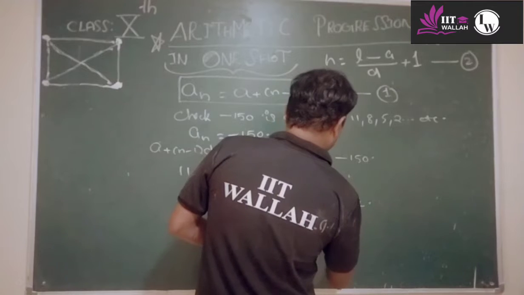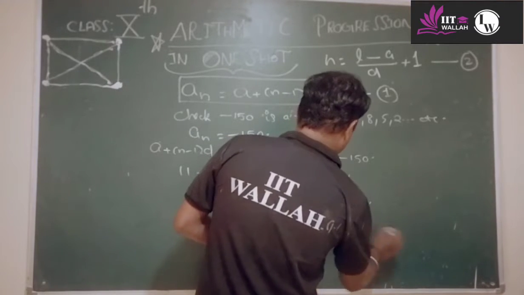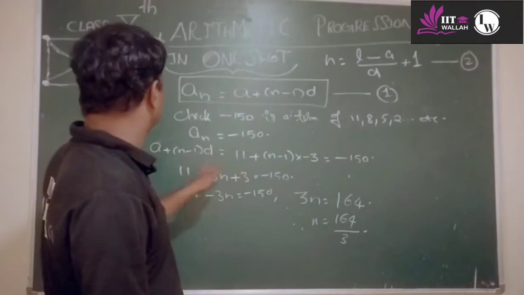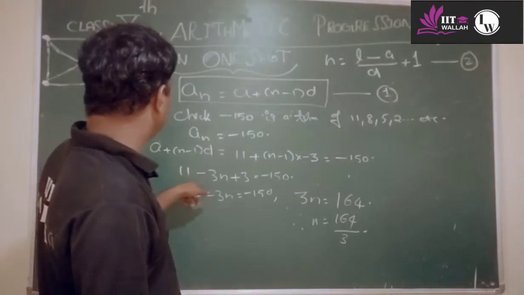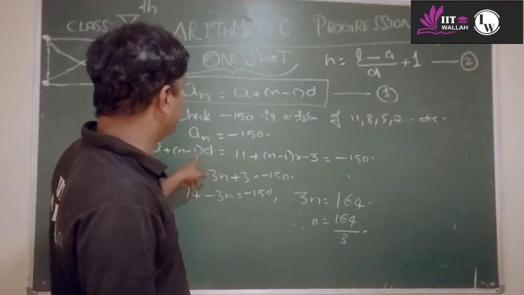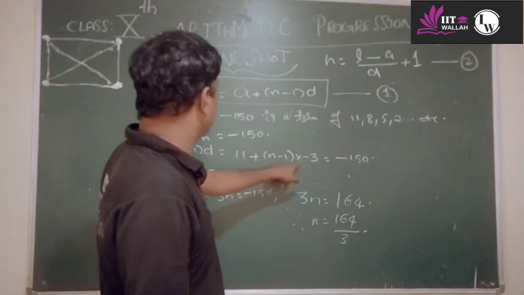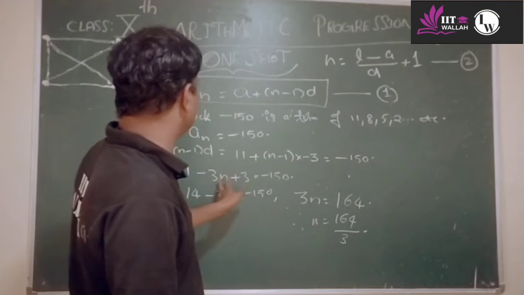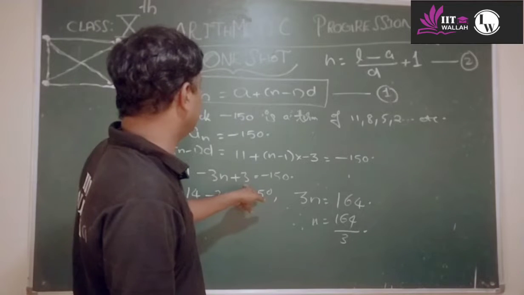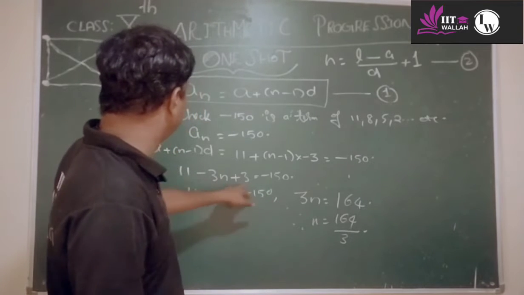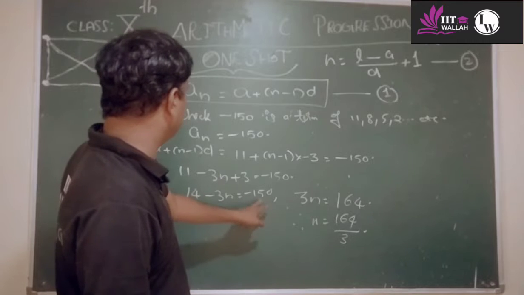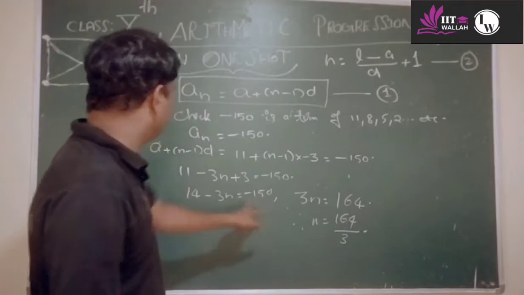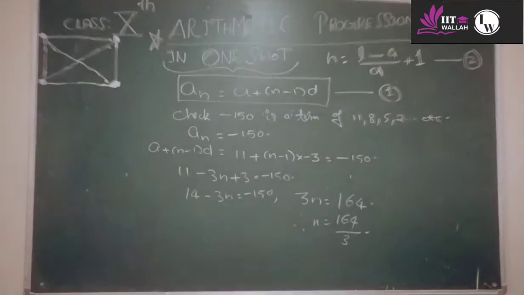So n is equal to 164 by 3, right? Here, a plus n minus 1 into d, where d is minus 3: 11 plus n minus 1 into minus 3 is equal to minus 150. You open the bracket, so minus 3n plus 3 will come. So 11 plus 3, 14 minus 3n is equal to minus 150. You take 150 here, take 3n here. So 3n is equal to 150 plus 14 is 164. So n is 164 by 3.